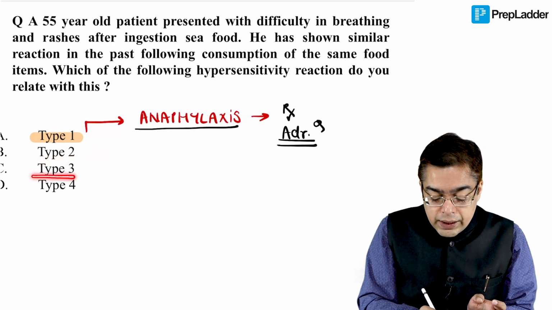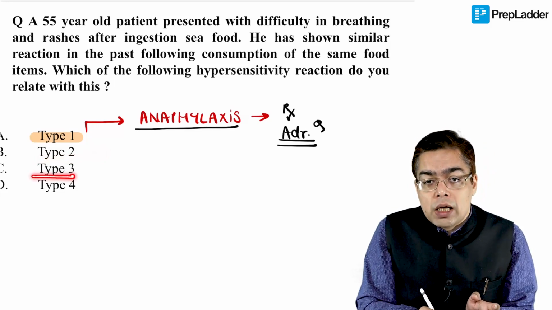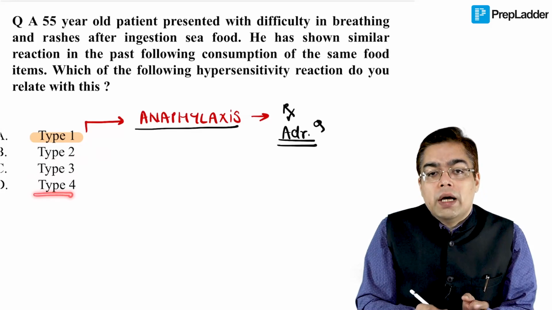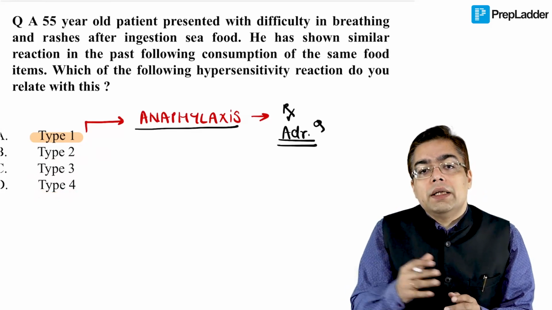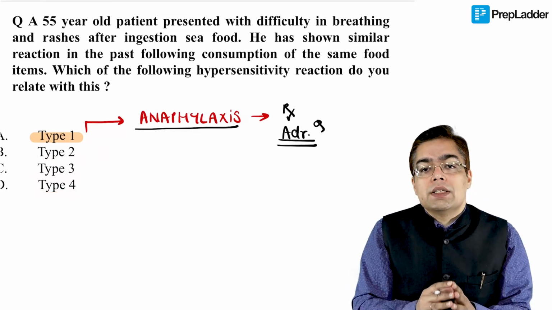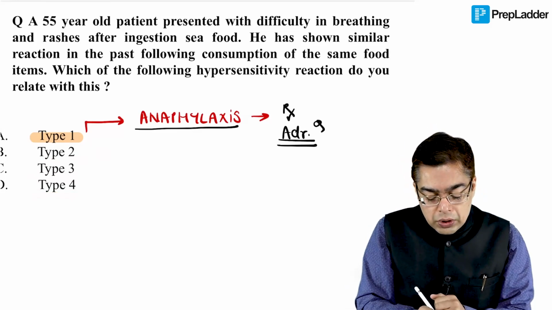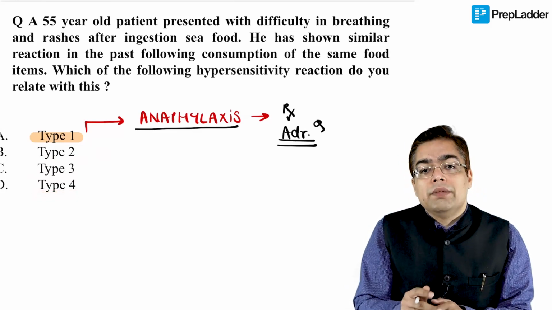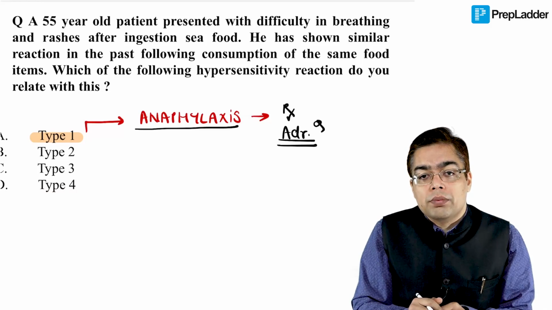When you talk about type 3, the acronym that we talked about was SHARP. And when we talk about type 4, we had two important conditions, the delayed type hypersensitivity as well as the CD8 T cell activation contributing to this type of a reaction. So I believe the question was relatively easy for most of you to pick up.